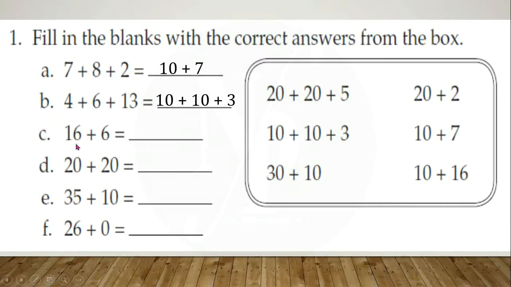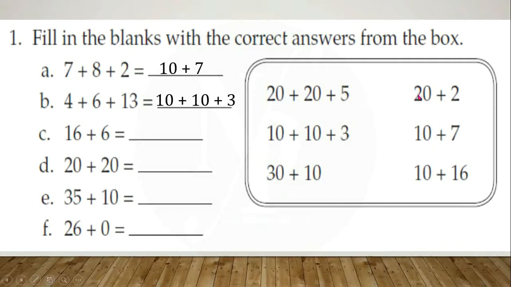Coming to C, we have 16 plus 6. So what do you get if you add 6 to 16? You get 22, isn't it? And which sum gives you 22 here? Sum of which 2 numbers gives you 22 here? Such here, leaving the numbers we have already chosen. So this is chosen and written here. This is also chosen. So leaving these 2, check the remaining 4.